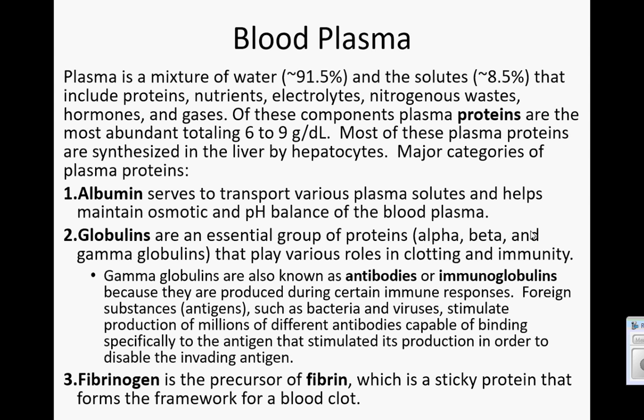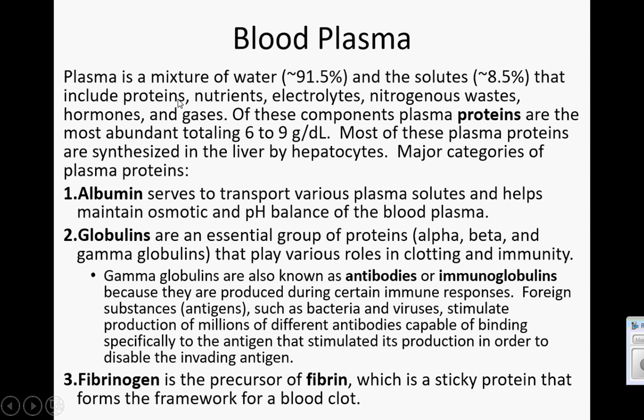It's a mixture of water, as I just mentioned, primarily water, 91.5%. That leaves us with about 8.5% that we call solutes. Several of those, but the most abundant are plasma proteins. They total up to about 6 to 9 grams per deciliter. G/dL is short for grams per deciliter. Deciliters are a standard measurement of blood. Instead of pulling out a whole liter of blood, which would be a very significant amount, we pull out a fraction of a liter, which is what a deciliter is. Then we measure how many plasma proteins we find per deciliter. There's 6 to 9 grams.